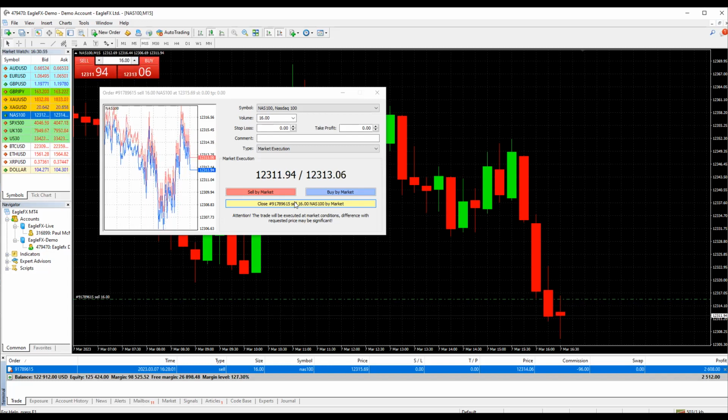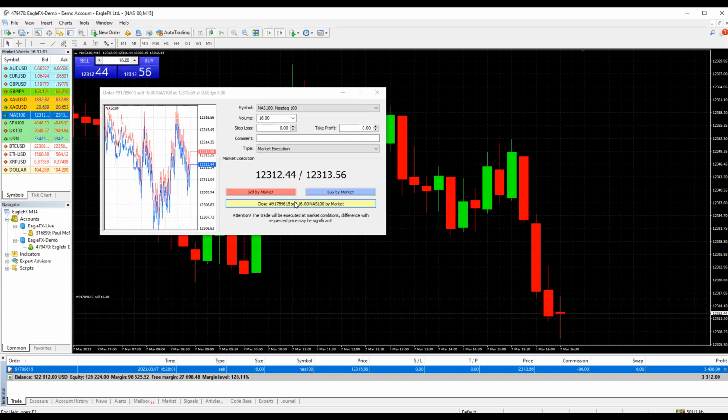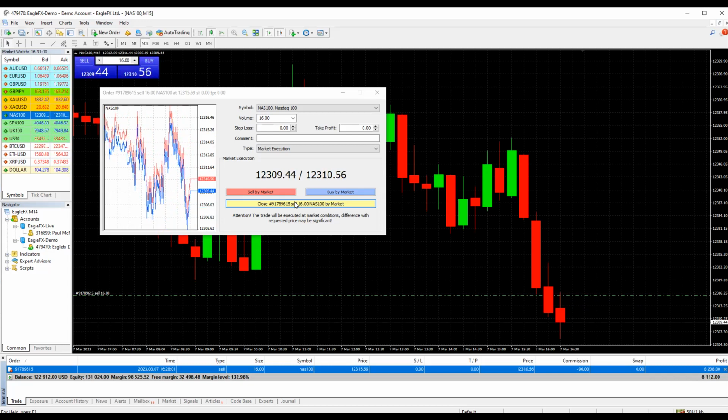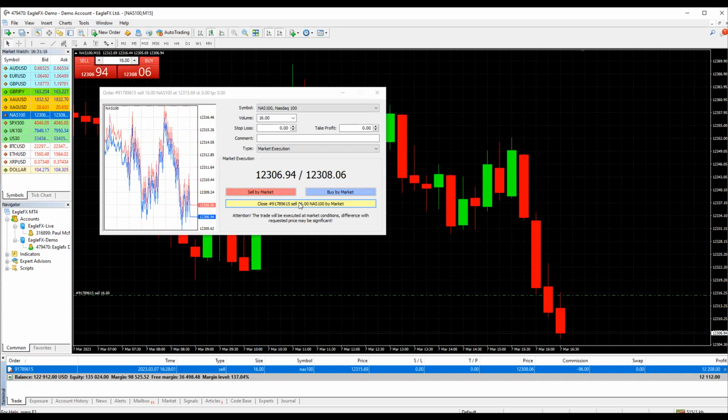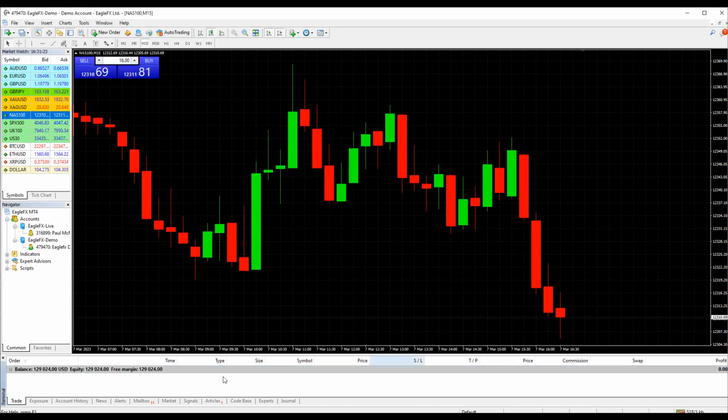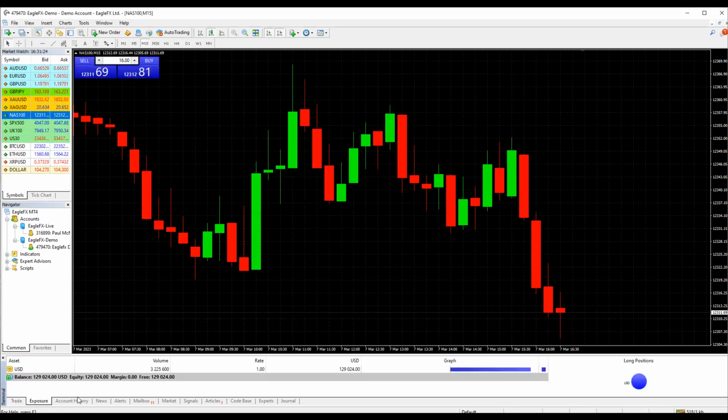Let's see. So it's selling. Okay. We're getting that demand zone. So I'm going to go ahead and close this sell. It's with a $12,000 profit. So we ended up getting that there.